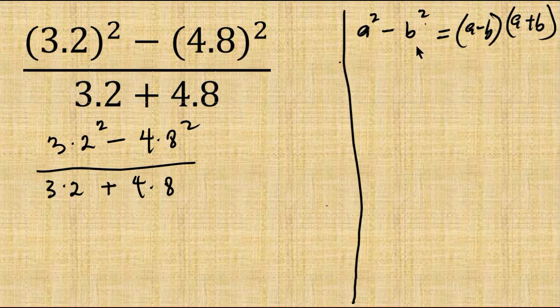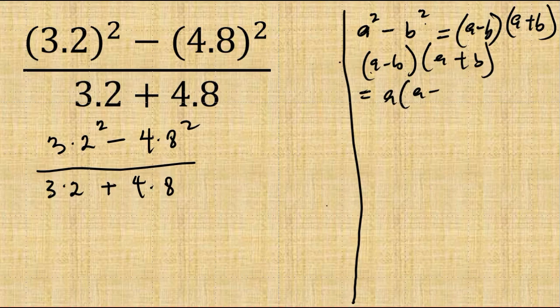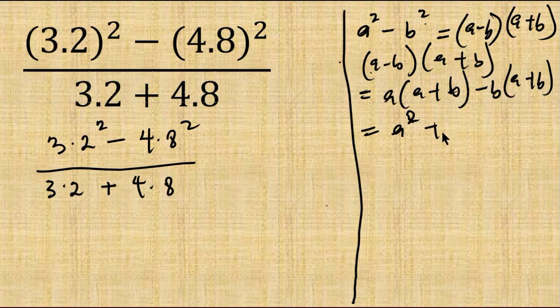In case you're asking how this will be, look at it this way. A minus b into a plus b is the same thing as a into a plus b, minus b into a plus b. So on expanding, I'll have a squared, that's a times a, plus ab minus ab minus b squared. Plus ab minus ab, that's 0. So I'll be left with a squared minus b squared.